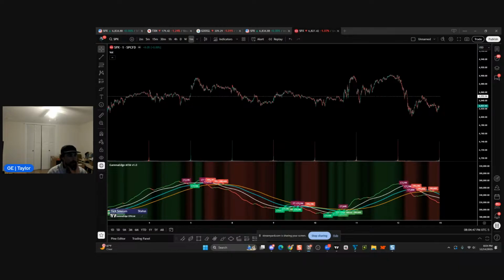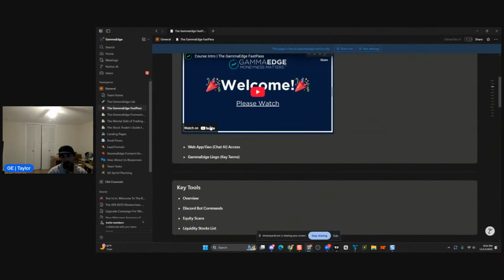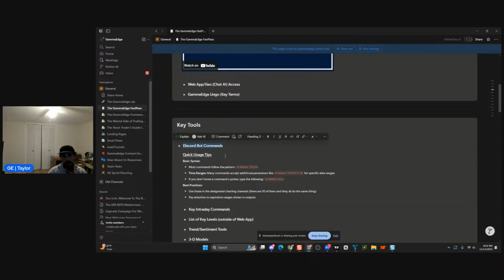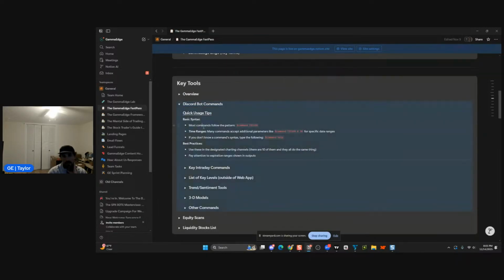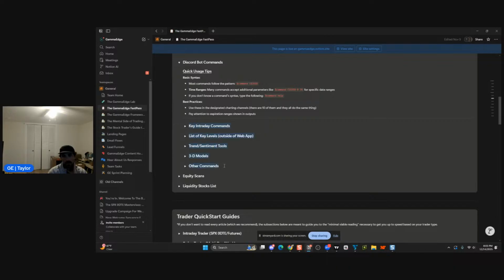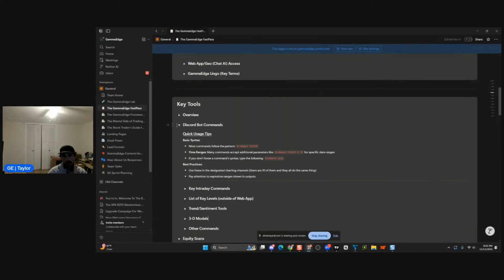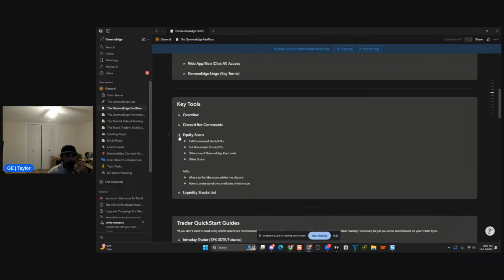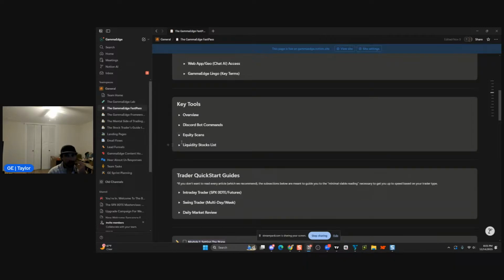Yeah, Tom, there is a list of all commands. If you go to the FastPass key tools, Discord bot commands, you got all of them listed right here. Same thing, you got the scans all listed there as well.